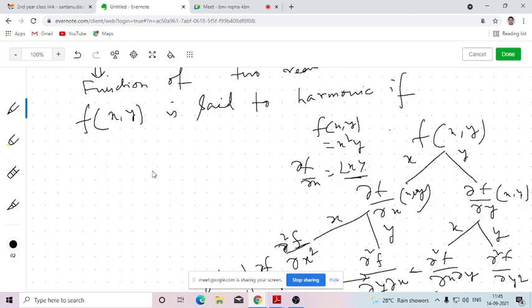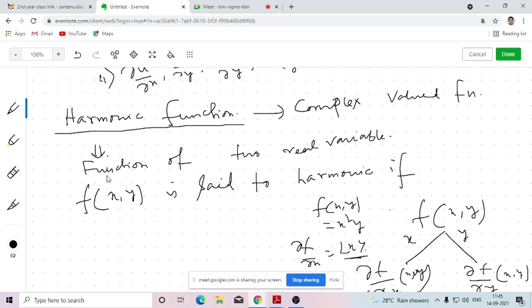Then what is the condition for a function to be harmonic? A function of two real variables f(x,y) is said to be harmonic if del 2f del x2 plus del 2f del y2 equals 0. So we take the sum of the two second-order partial derivatives, not the mixed one. First we differentiate the given function f with respect to x twice, then with respect to y twice, and we add them. If this gives us the value 0, then only the function f(x,y) is said to be harmonic.